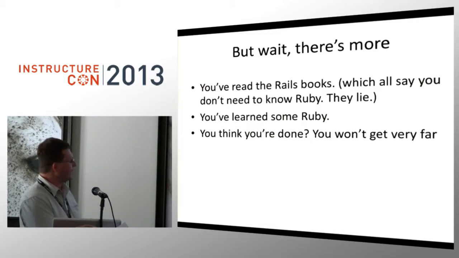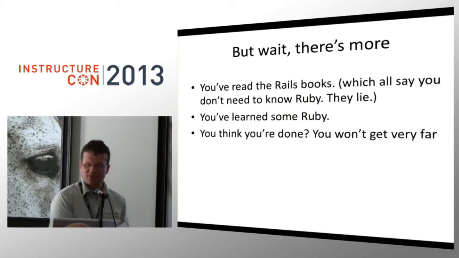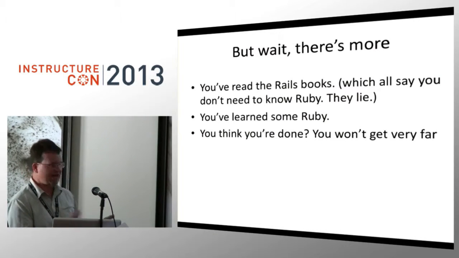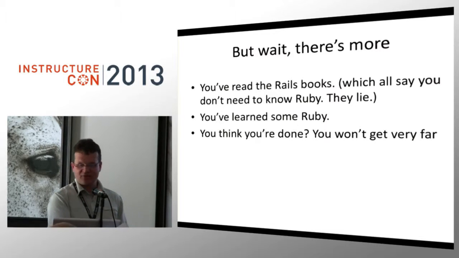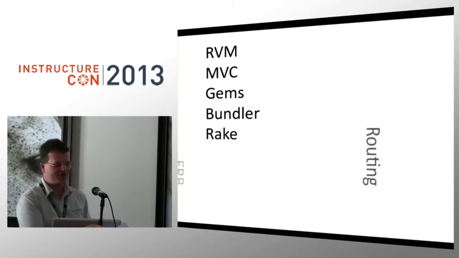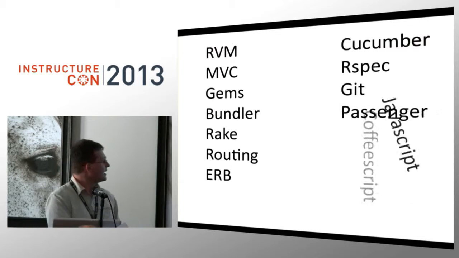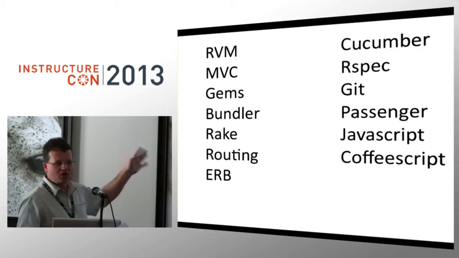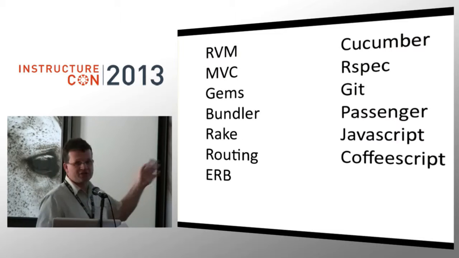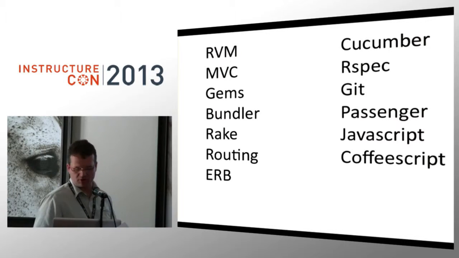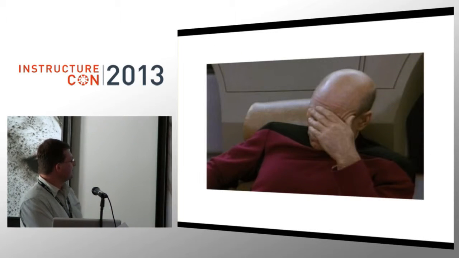But there's more to it than that. Maybe you've read the Rails books, which all say you don't need to know Ruby. I don't know why, but they lie. You've learned some Ruby. You think you're done. Well, you won't get very far, because on top of all that, there's all these other things you've got to learn. And not all of these are used by Canvas, but almost all of them are. So it's good to know these technologies if you're going to go on your own and run this stuff. So you'll get a headache.